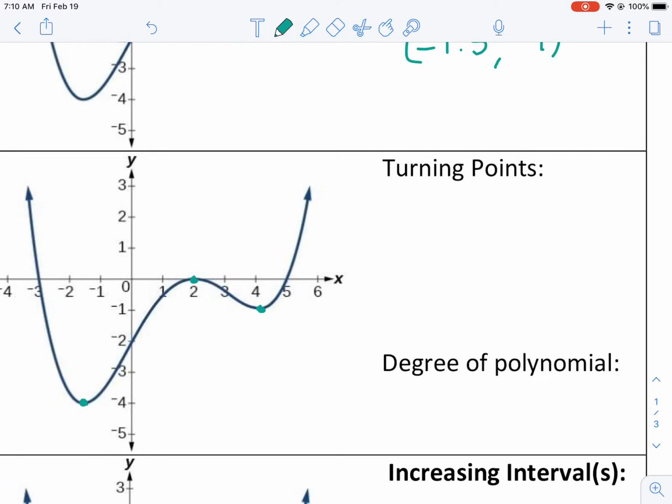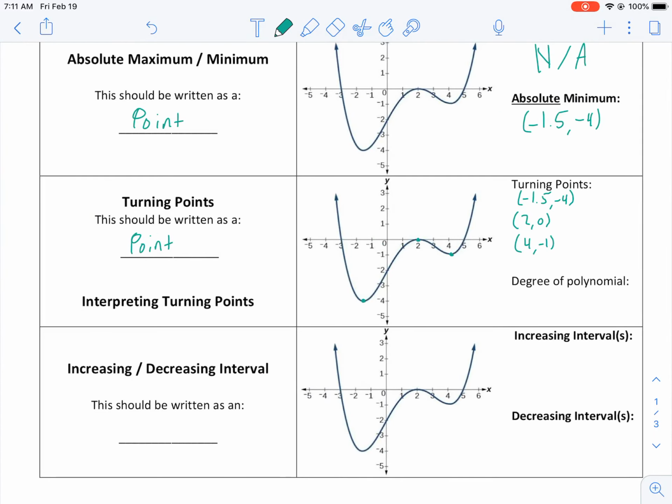Except you don't have to really figure those out. So what would our turning points be? (-1.5, -4). We had (2, 0). And we had (4, -1). So turning points and local maximum or minimum are basically the same thing. The turning points are what create the local maximum or minimum.